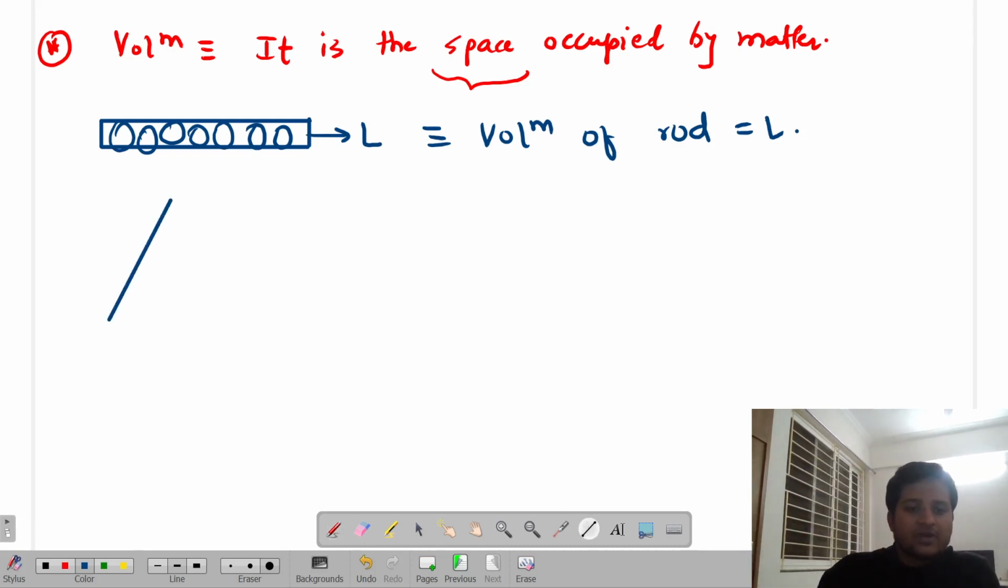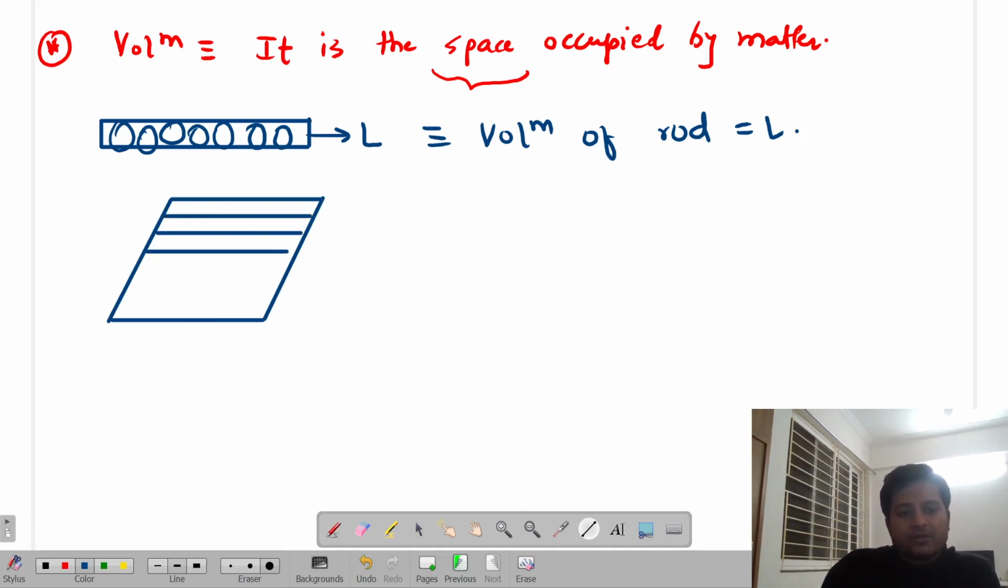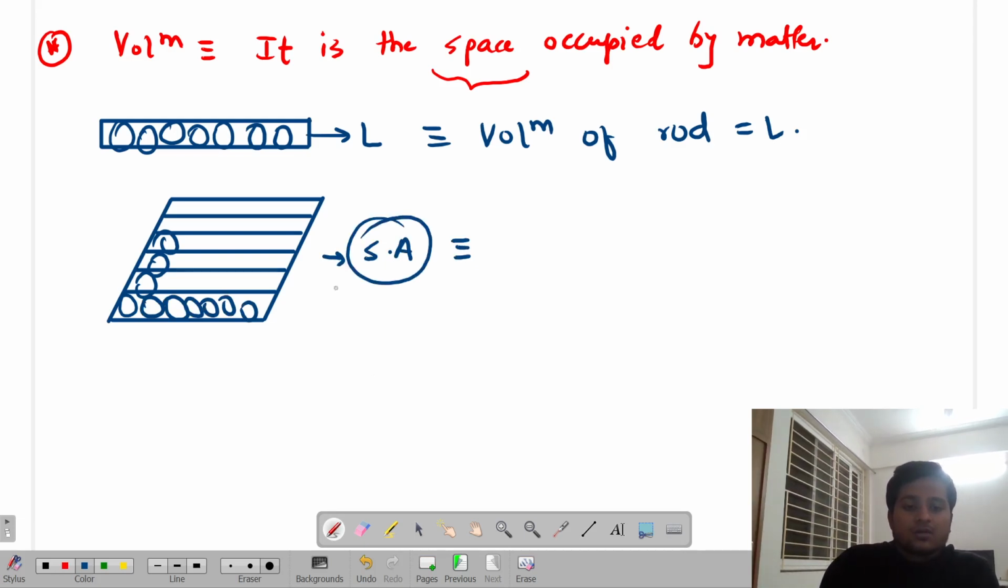So basically, let us take another case. Let's suppose I take a rectangular sheet, a bed sheet. Now look carefully: the particles in it are arranged in two directions, one along the breadth and the other along the length. That means it only has surface area present. So basically, is the matter present only in surface area or not?